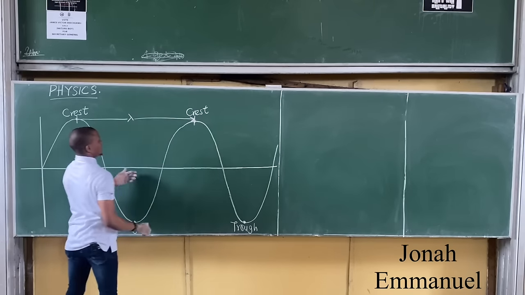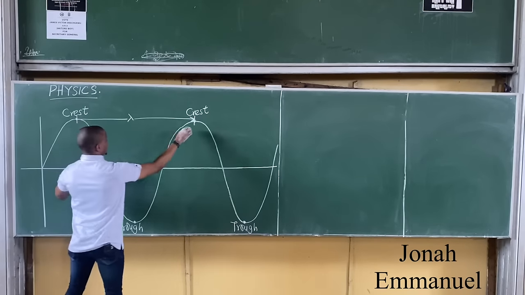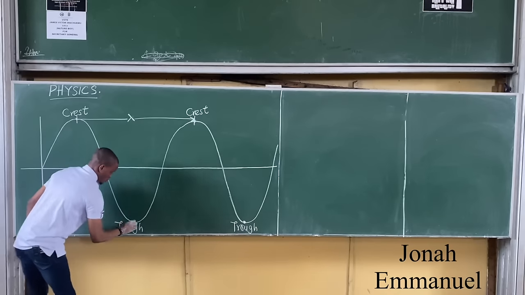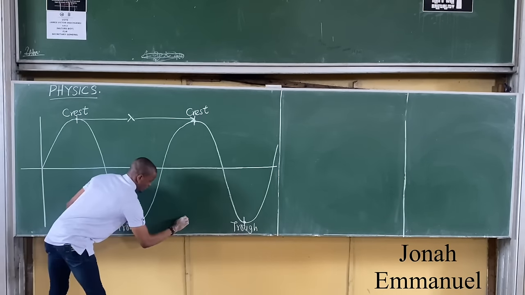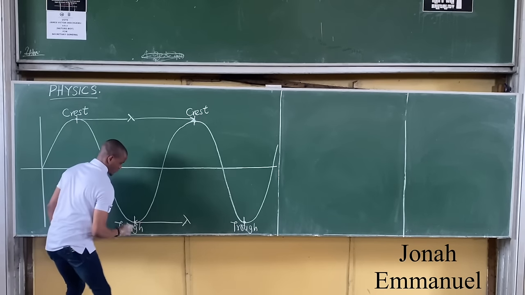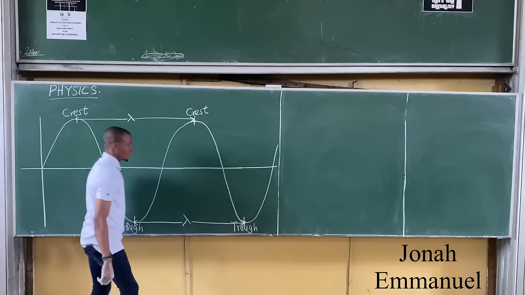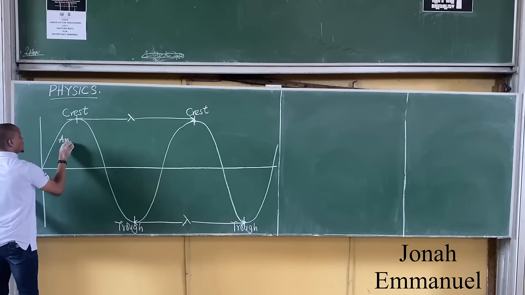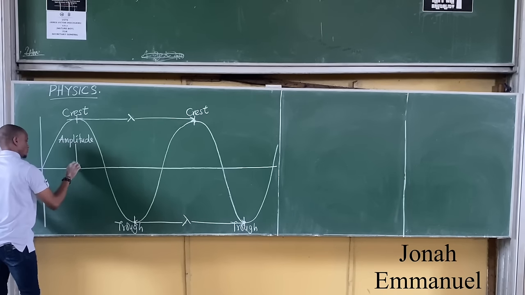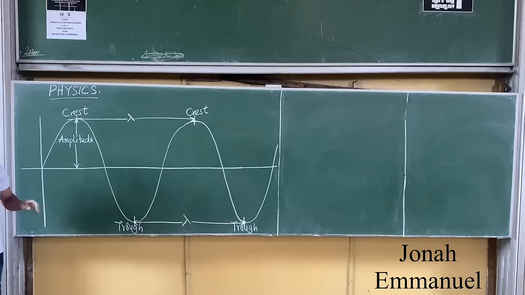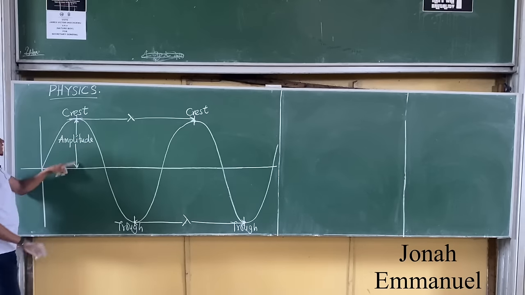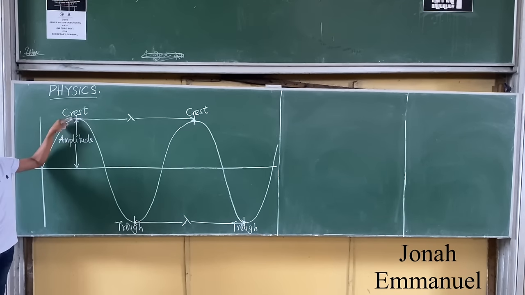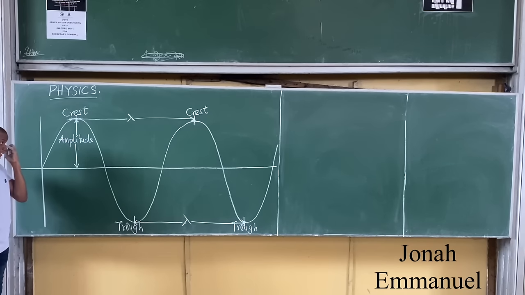Please, when you're drawing this, make sure they are at the same level. This is wavelength. From trough to trough here also gives the wavelength. Next up, we call amplitude. This is called the amplitude. What is an amplitude? Simply the distance from the plane where the wave starts from to the highest crest, the maximum vertical distance. From the plane of projection towards your highest maximum distance is called the amplitude. So I have amplitude here.